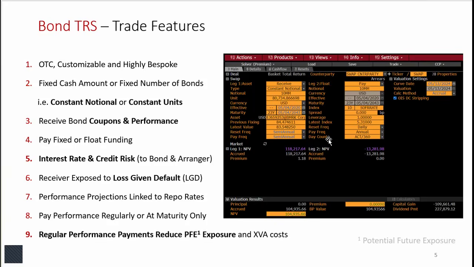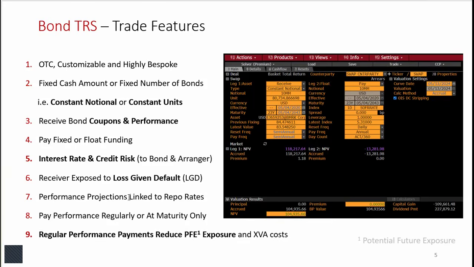The funding leg as well can be fixed or floating funding. It's quite common to have float funding. That's the normal case, but it's also not unusual to incorporate an interest rate swap and flip the funding from floating to fixed. So we also have to allow for that too. But it's common to have float funding, not fixed. Now we have to bear in mind that we're exposed to interest rate risk and credit risk, which we mentioned earlier, and we also mentioned that the receiver is exposed to loss given default should there be a default.